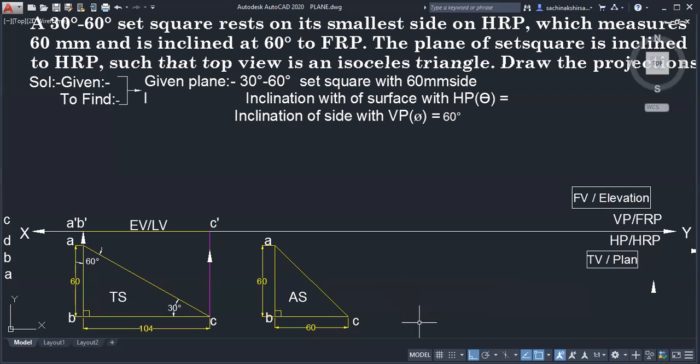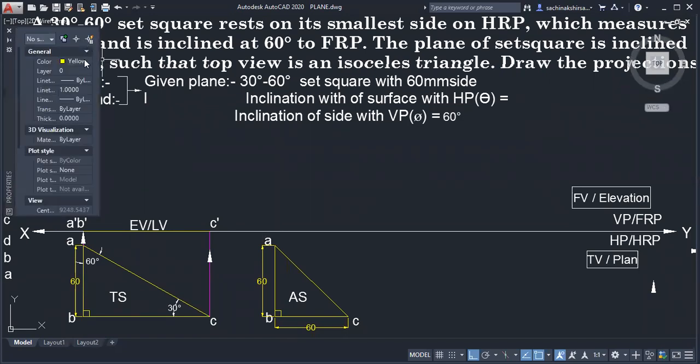Yes, 104. Very good. It is 104, but in apparent shape, it will look like a 60. Correct? 104 is correct. Very good. Now what to do? Whether you have drawn this apparent shape in second stage? Yes, sir. Is it drawn? Yes, sir. Okay. Now what we have to do now?